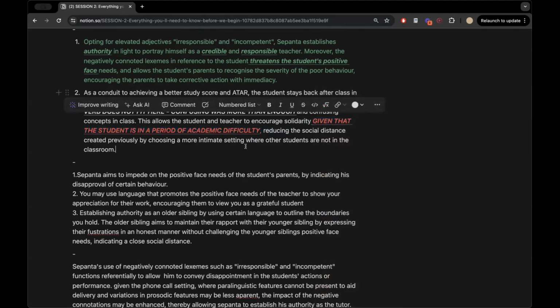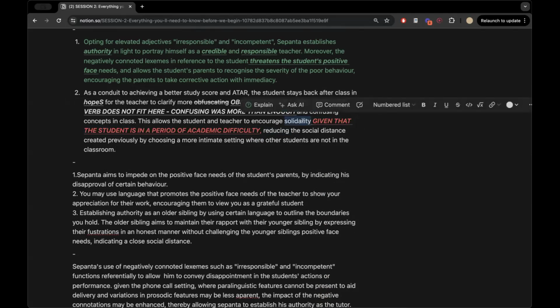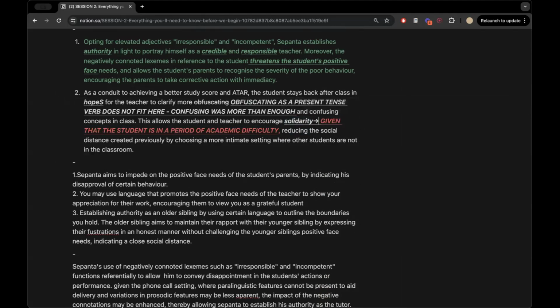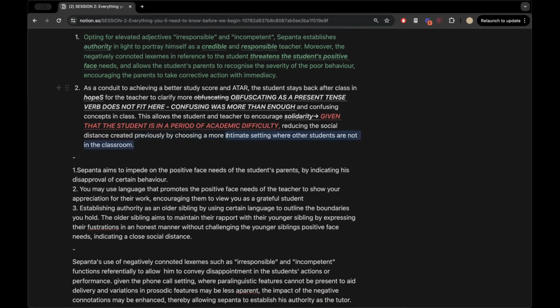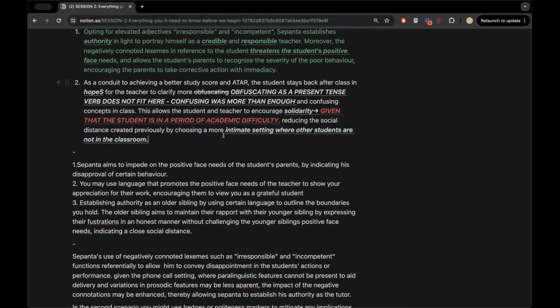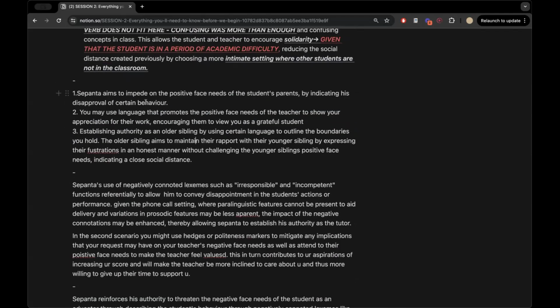Solidarity would not make sense unless there is some form of difficulty, pain, or trauma to be given support for. So if you're going to say solidarity, it must link to something like, given that the student is in a period of academic difficulty. Yes, and great job. Really good incorporation. Sapanta aims to impede on the positive face needs of students' parents by indicating his disapproval of certain behavior. Now, this is good, but you need to explain to me how the students' parents' positive face needs are affected more than the students.